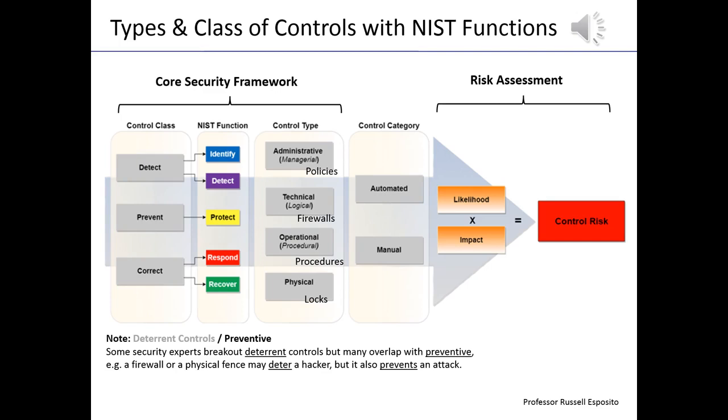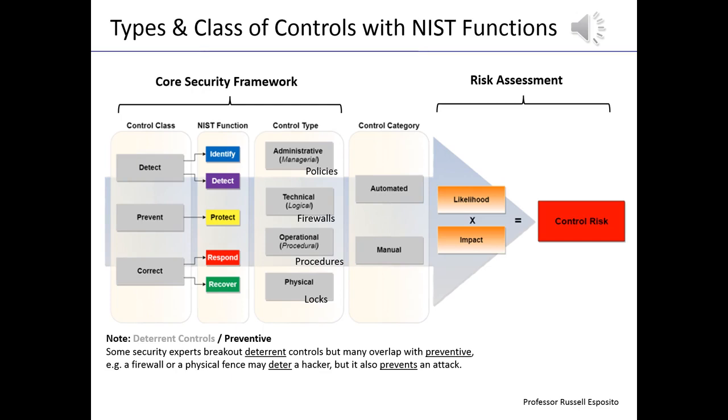Now that we have that preface out of the way, if you look at the core security framework, you've got control class on the left: detect, prevent, correct. Control type is on the right: administrative or managerial, technical, logical, operational, procedural, and physical. And in the middle we have the NIST functions. We saw in an earlier slide how NIST had different functions: identify, detect, protect, respond, and recover, as you go down this colorful path under the core security framework.